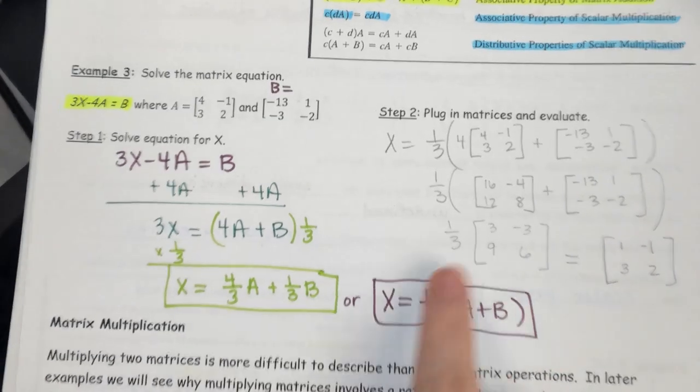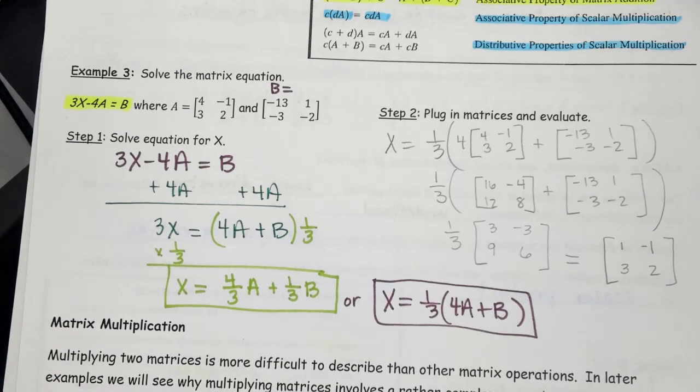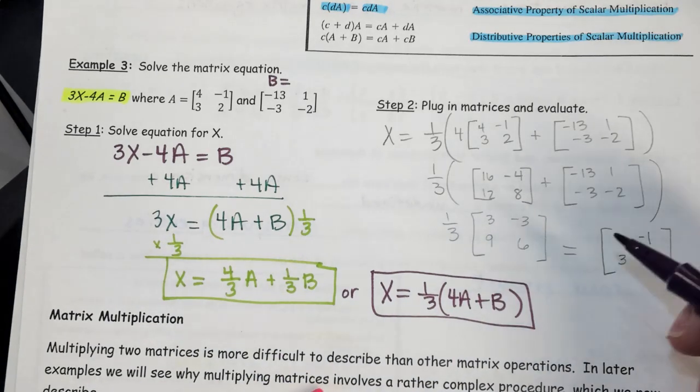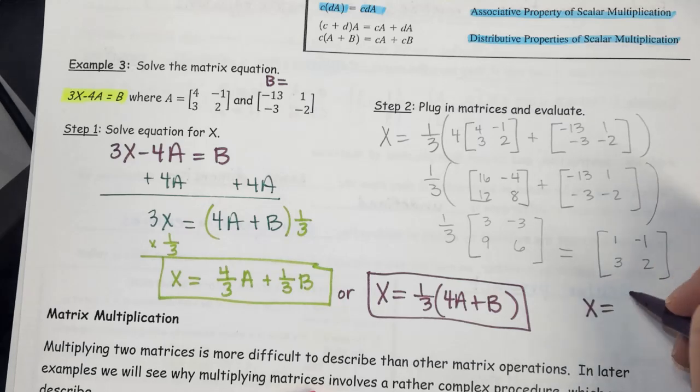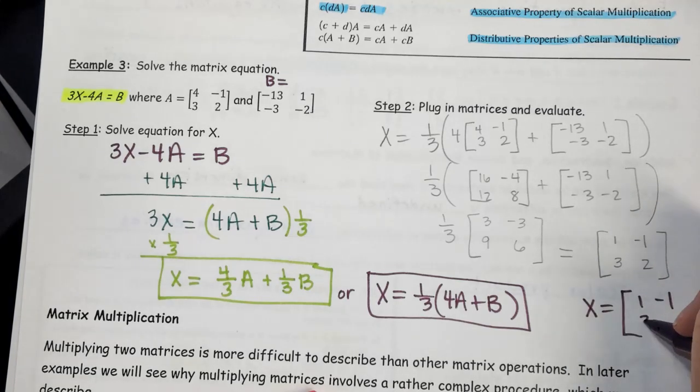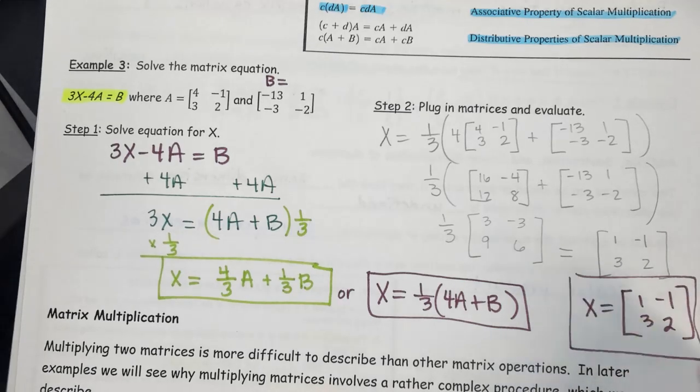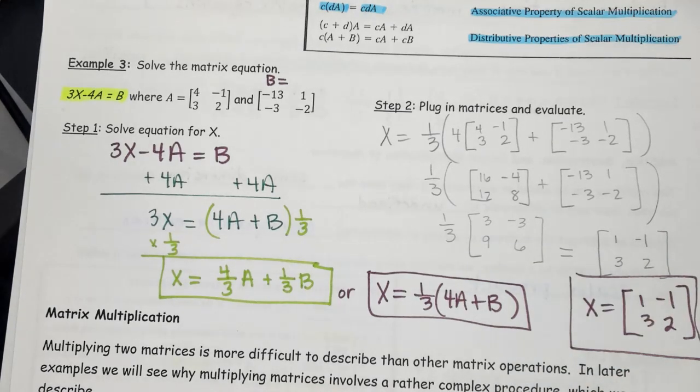So when you're multiplying by a third, it's the same thing as division, but we're writing it out like that because that is our scalar. So your final answer is x is 1, -1, 3, and 2. Okay, so that's going to be your final answer.